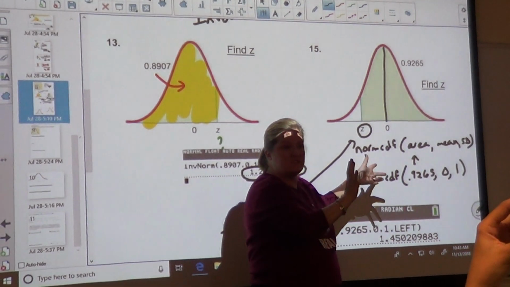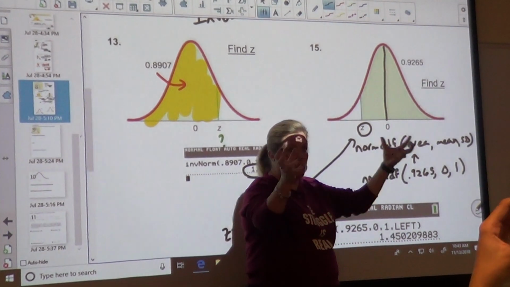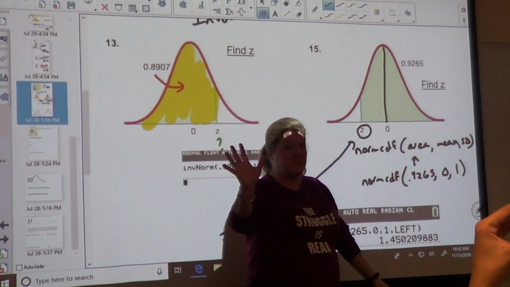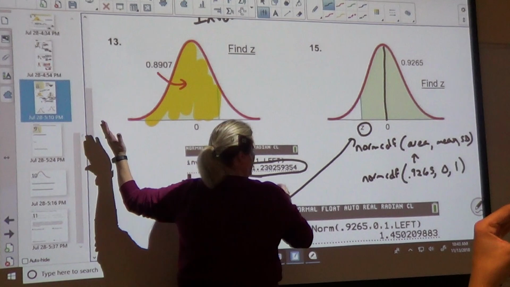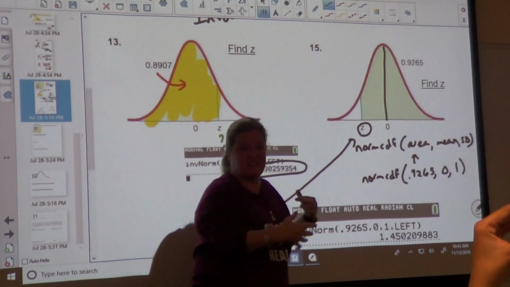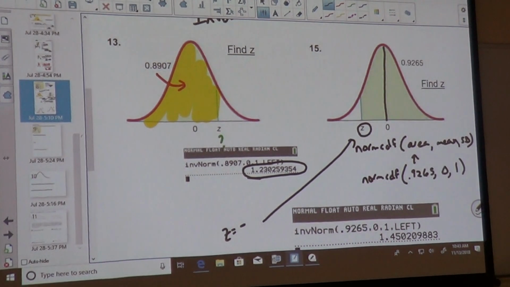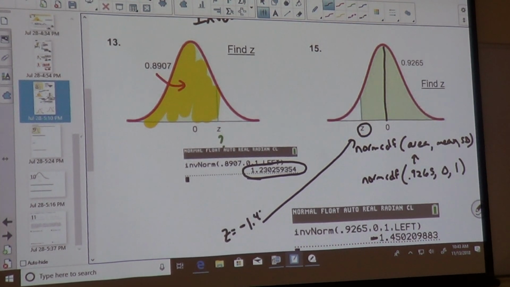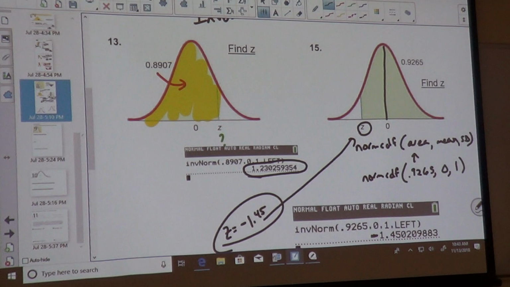So when you're doing this one, you just have to pay attention to where your Z is. The number part is right. You just have to pay attention to, is it to the left? It needs to be negative. If it's to the right, it needs to be positive. So this one needs to be negative 1.45 because it's to the left of the mean.